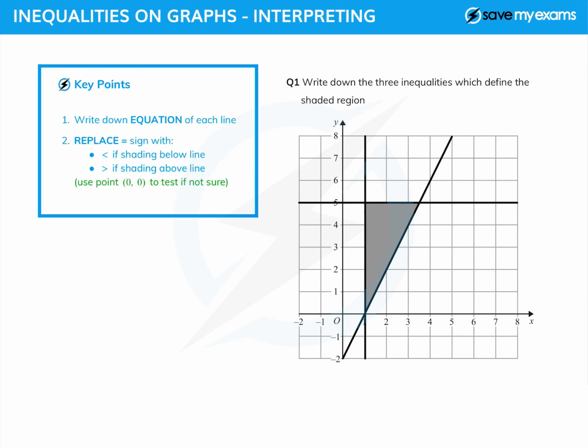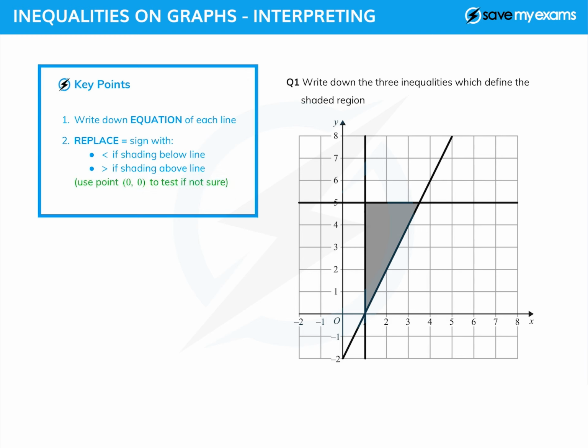Okay, well, for each of the straight lines around the edge of the region, what we do is we write down the equation of the line. You might need to do some revision on finding equations of straight lines. And then we replace the equal sign in our equation with less than if the shading is below the line and greater than if the shading is above the line. If you're really not sure whether to use less than or greater than, you can always use a useful point like 0, 0 to test it.